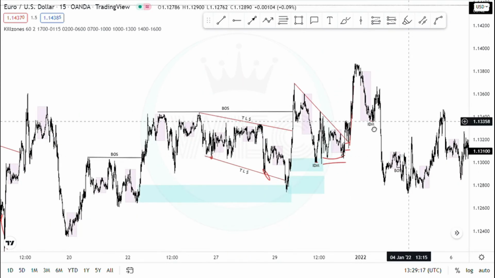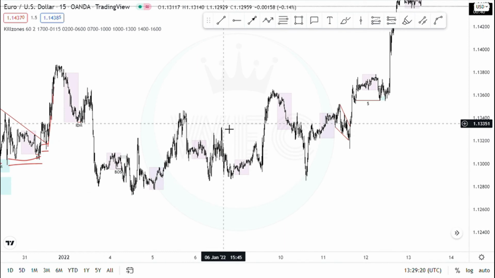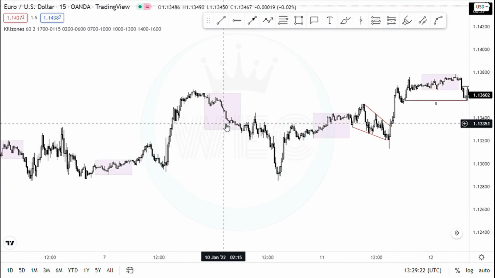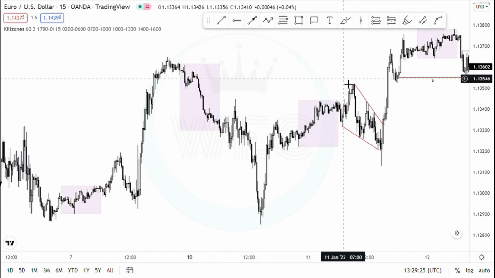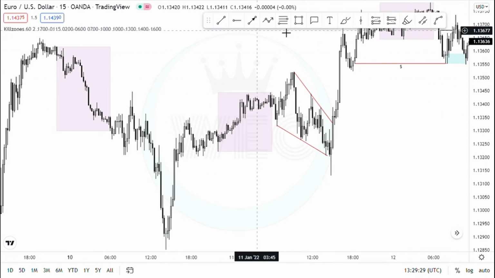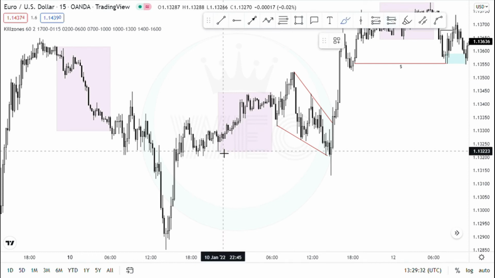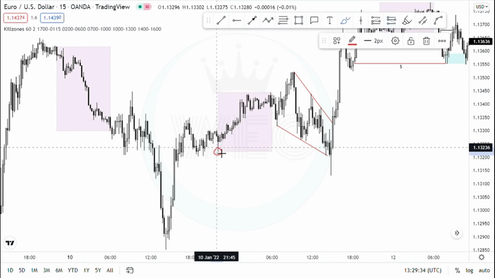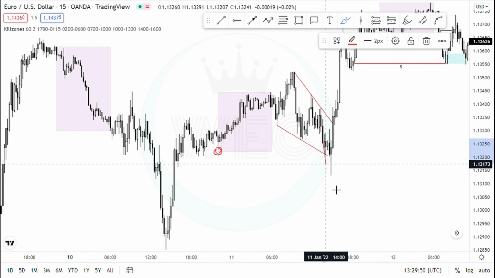Okay, another example is this one over here. Now this one has to do with you identifying liquidity pools. Okay, so this point over here is the Asian low, and the Asian low is a major liquidity pool. I'm going to do a video on Asian low. I'm going to be explaining the Asian liquidity. Okay, so this low over here is the Asian low. That is why you see price smashing through.